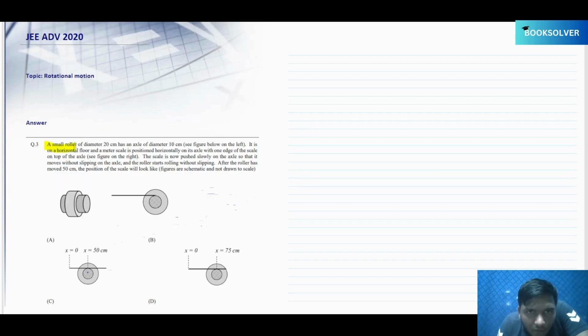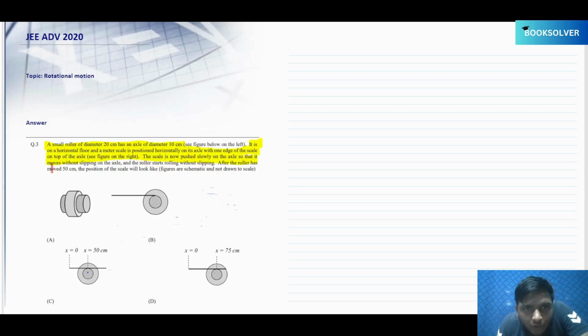So they are given a small roller of diameter 20 centimeter and it has an axle of diameter 10 centimeter. It is on a horizontal floor and a meter scale is positioned horizontally on its axle with 1 inch on the scale and top of the scale. The scale is now pushed slowly on the axle so that it moves without slipping.